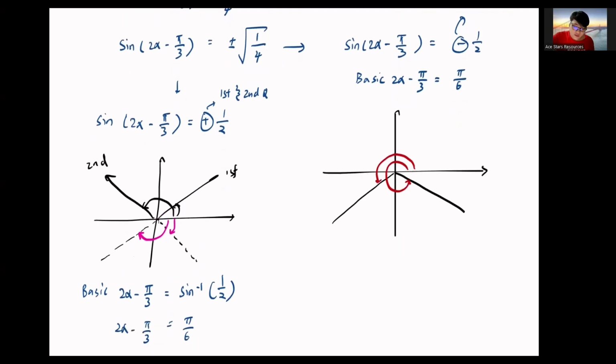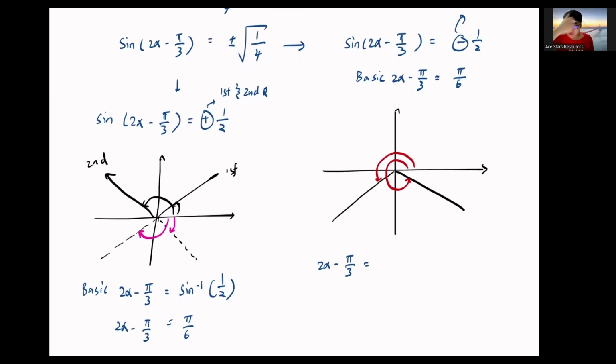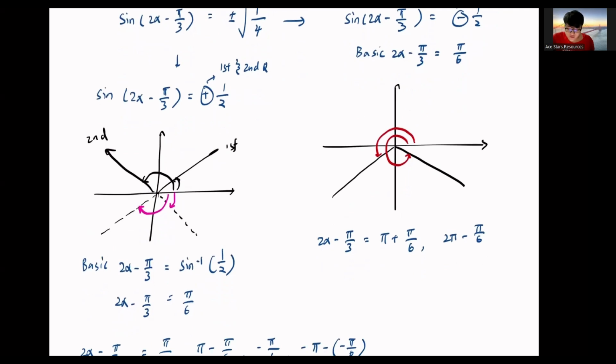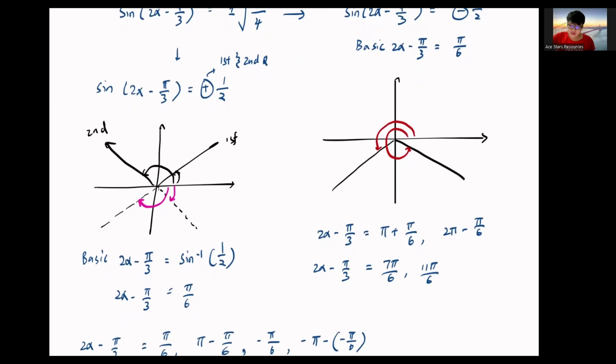So that's what we wanted. 2 alpha minus pi over 3. So there's a high chance that it's getting rejected, but anyway, it's worth to try. 2 alpha minus pi over 3. So the third quadrant requires us to plus the pi, plus the basic pi over 6, and the fourth is 2 pi minus pi over 6. Okay, it's the third and the fourth quadrant. So this is going to be 7 pi over 6, and then this is going to be 11 pi over 6.